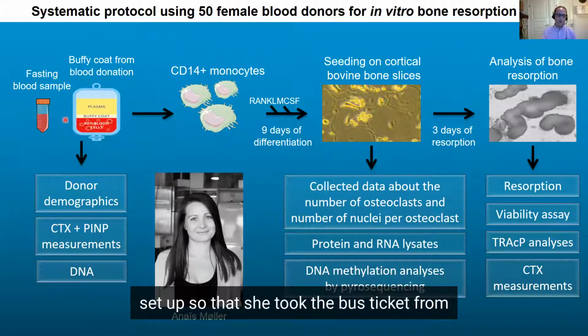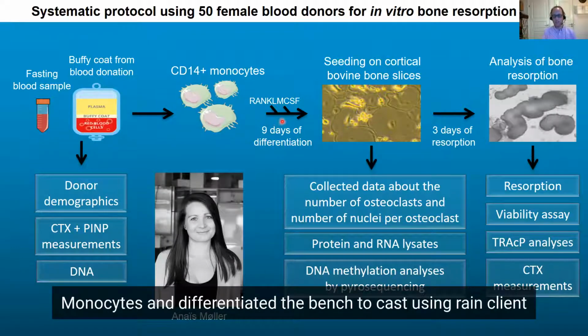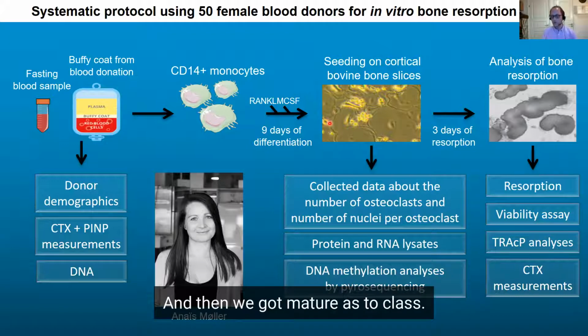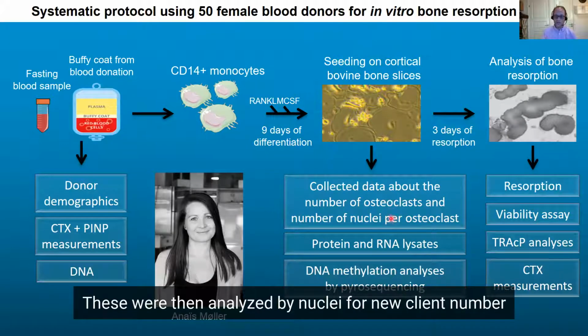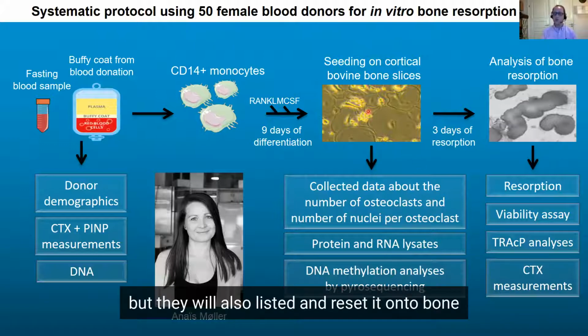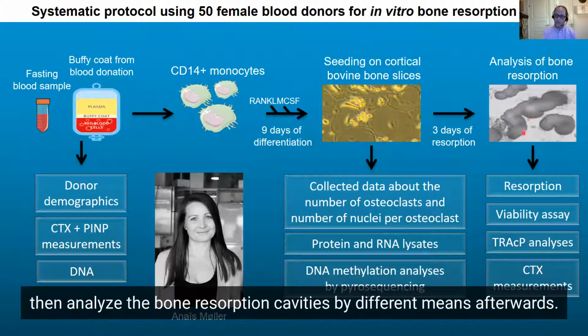Her setup was so that she took the buffy coat from the blood donation, she isolated CD14 positive monocytes and differentiated them into osteoclasts using RANKL and M-CSF for 9 days. And then we got matured osteoclasts. These were then analyzed for nuclei number and so on. But they were also lifted and reseeded onto bone slices, where we could then analyze the bone resorption cavities by different means afterwards.